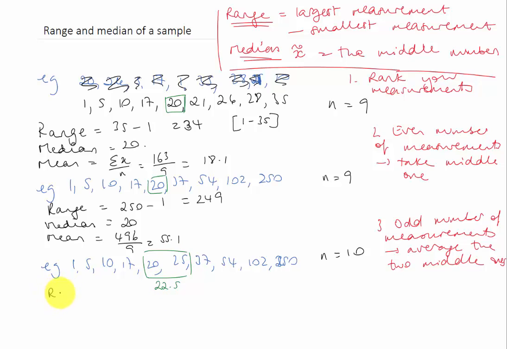So in this case, the range is the same as before, 249. The median is slightly different, and I've shown you how I worked that out, so that's 22.5. And the mean is going to be quite similar to before: 521 divided by 10, because n equals 10 this time, and that is 52.1. Okay, so that's two more interesting ways of describing a sample or a population of continuous measurements. That's the range and the median.